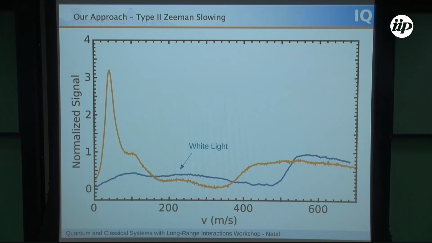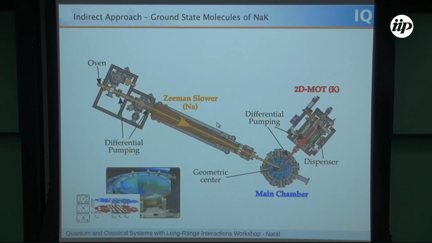But of course this is still far in the future, so to speak, and you'd want to have a system now. And to have a system now, you'd need to do the second approach, which is to indirectly cool molecules. So what you do instead of cooling the molecules is you cool the atoms. In our case, it's sodium and potassium. The sodium is being slowed in a Zeeman slower, a regular Zeeman slower, not a fancy one.